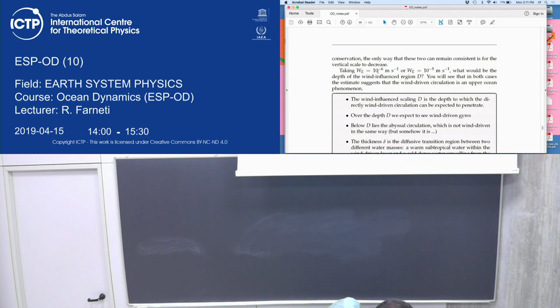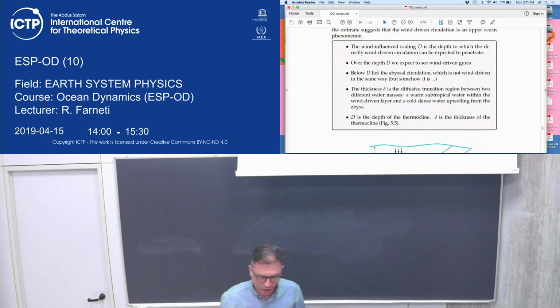So what we learned from this is that we can use two scalings. One is the diffusive scaling and one is the advective scaling. The wind influence is given by the scaling D, which is the depth to which the wind-driven circulation can penetrate into the ocean interior. So that's the depth of the thermocline, D, which is given by advective processes, so by the Ekman pumping. The stronger the wind stress, the stronger the Ekman pumping, the stronger the pushing down of the isopycnals. So that's how far the Ekman pumping can reach, given by the scaling D.